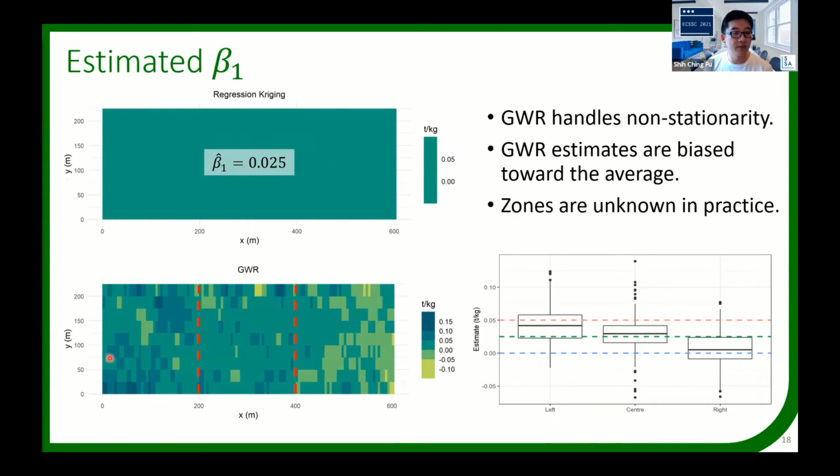In contrast, GWR does return a spatially varying result. You can see by sort of the patching. And recall there were 3 distinct zones with their own beta 1 coefficients. And looking at the box plot, we see that in each zone, GWR recovers a pretty good estimate of what we know to be the ground truth, which corresponds to these dotted lines.